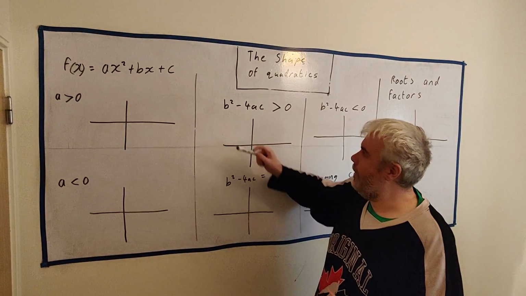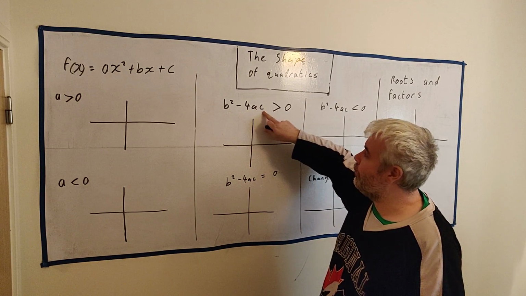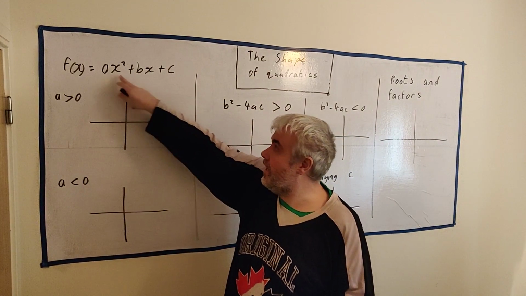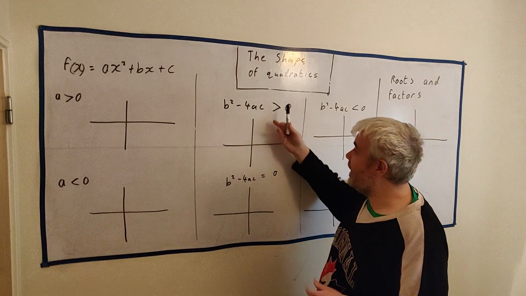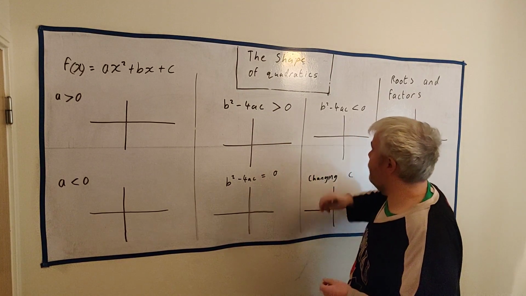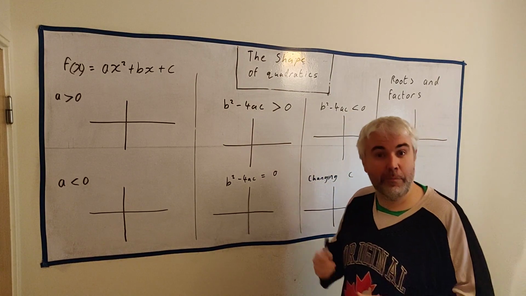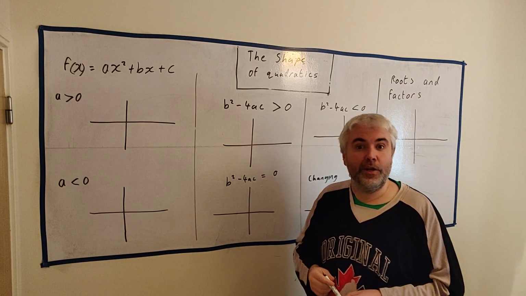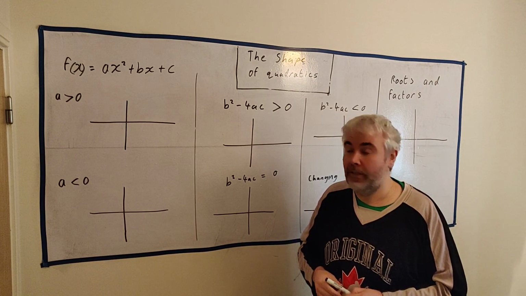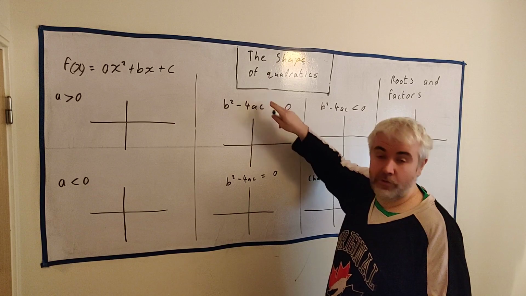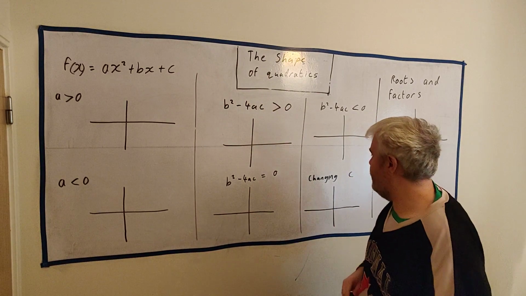We'll be looking at what happens when b squared minus 4ac, this is this b, a and c here, when that's bigger than 0 or equal to 0 or less than 0. Now remember, that's from the quadratic formula. Usually you'd see it inside a square root, and that's important.